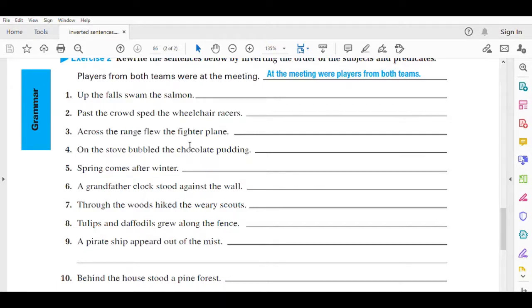I hope it's some help to you, just identifying strange orders of subjects and predicates. Just remember, whatever's doing that verb, that's the subject, okay? If you remember that, it will take you very far.